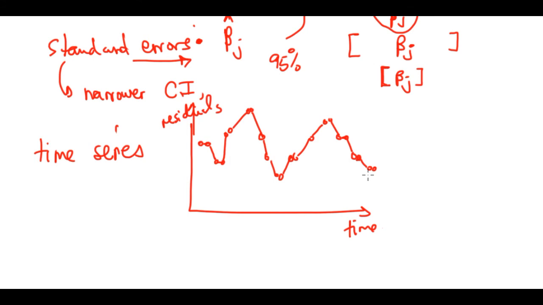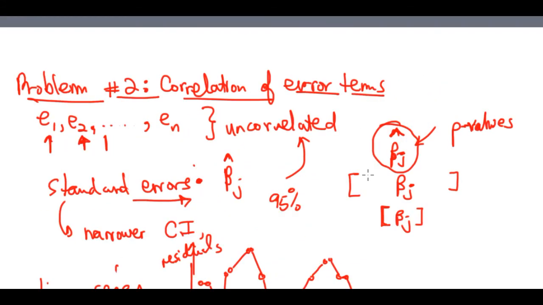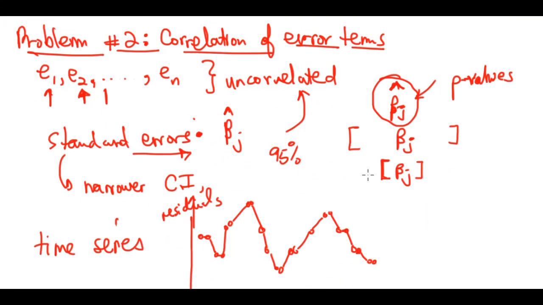Cool. So that is one area where you can come across correlation of error terms. Some of these problems we're going to solve later in later chapters, but for now we're just introducing them because they are relevant to this chapter. In the next video, we're going to discuss problem number 3.